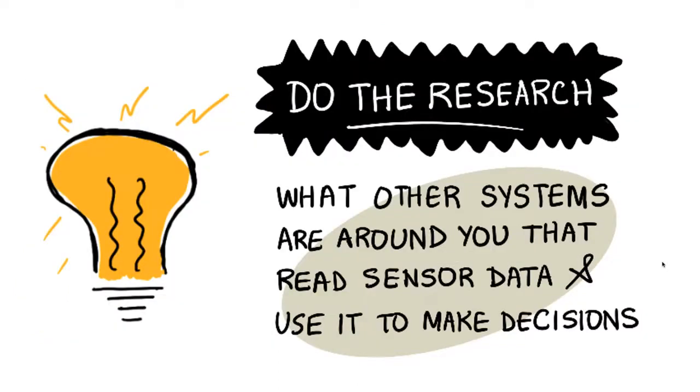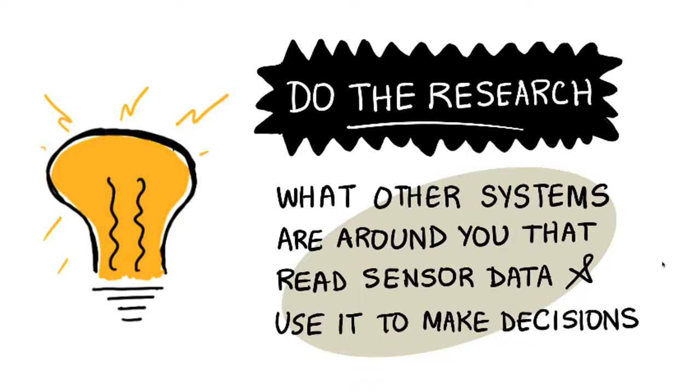As a little bit of homework for you: a thermostat gathers data and makes decisions with it. Have a think about the systems you have around you. We can talk about this in the office hours tomorrow, but what other systems are around you that read sensor data and use it to make decisions? One example, I've got a garage door automatic opener, but it's got sensors that read if there's something blocking the door. So I press a button, the door closes.